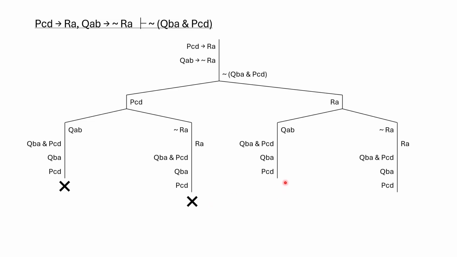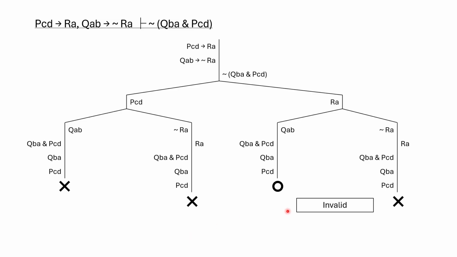Now, looking at this branch, PCD, QBA, QAB, don't let that confuse you. Those are not the same exact statement. One of them's QBA and the other one is QAB. The order of the constants matter here. So those are not the same. Then we got an RA. So that one looks open. And then looking at this last one, I got an RA on the right and an RA on the left. So that one's closed. Now, we've got one open branch, and that's enough to make this invalid.